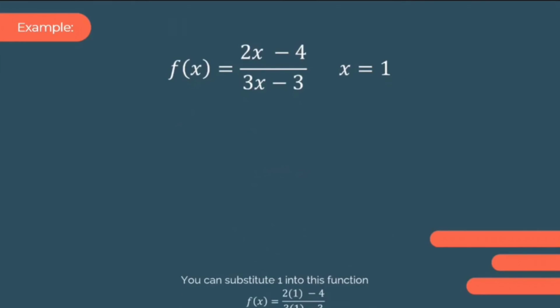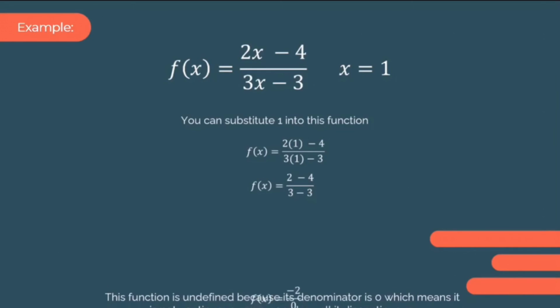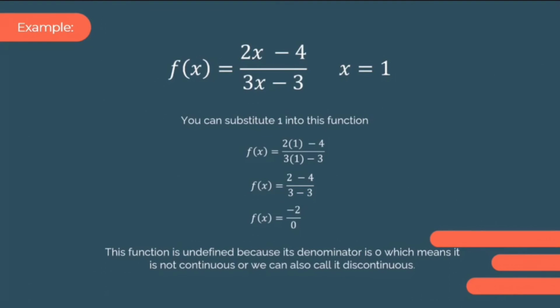Here's another example. f(x) = (2x - 4)/(3x - 3) at x = 1. You can substitute 1 into this function. f(1) is equal to 2 times 1 minus 4 over 3 times 1 minus 3. 2 minus 4 over 3 minus 3 is equal to negative 2 over 0. This function is undefined because its denominator is 0, which means it is not continuous, or we can also call this discontinuous. And that's all for today.